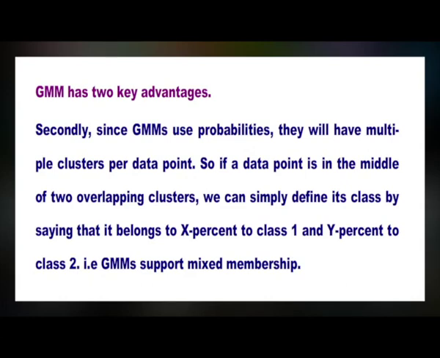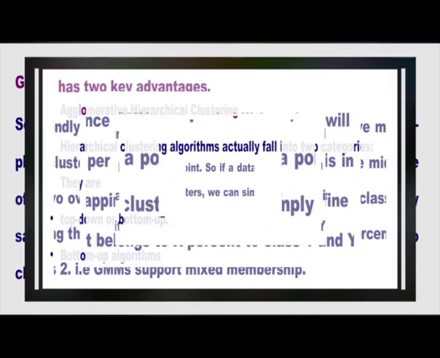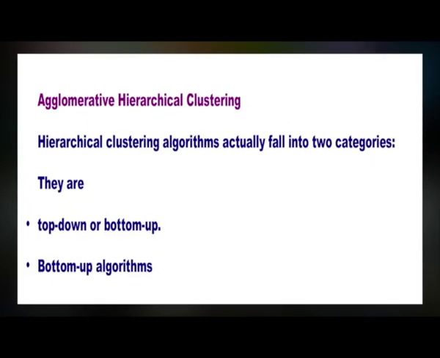Secondly, since GMMs use probabilities, they can have multiple clusters per data point. So, if a data point is in the middle of 2 overlapping clusters, we can simply define its class by saying that it belongs X percent to class 1 and Y percent to class 2. That is, GMM supports mixed membership. Now, let us see about agglomerative hierarchical clustering.